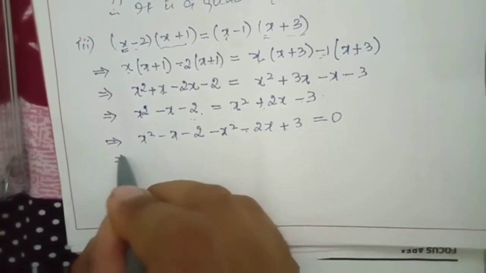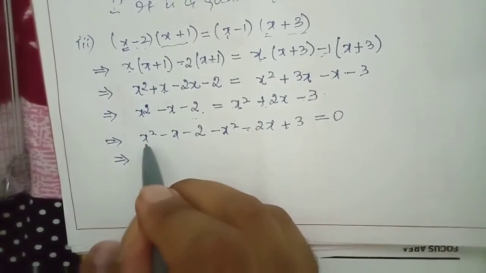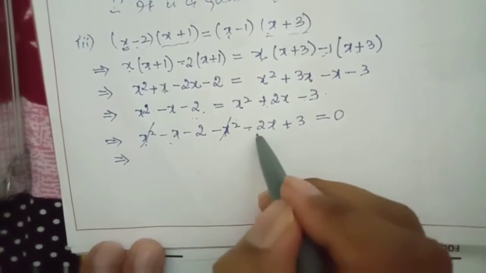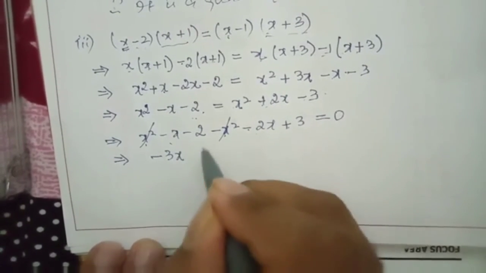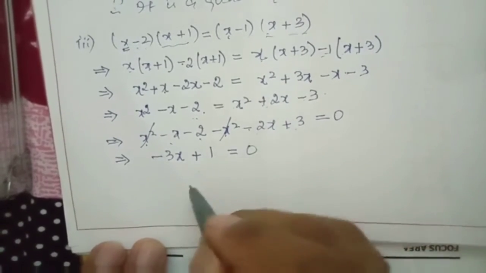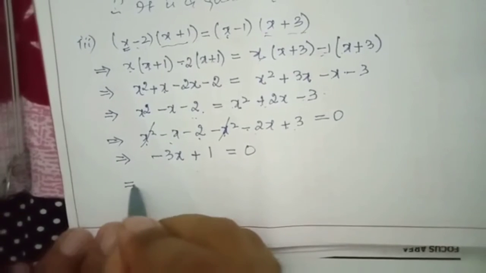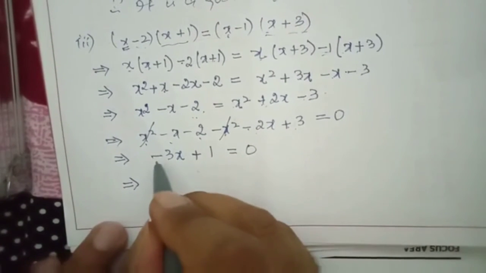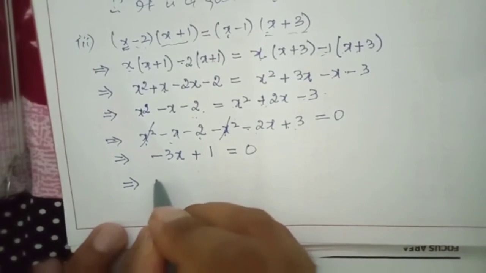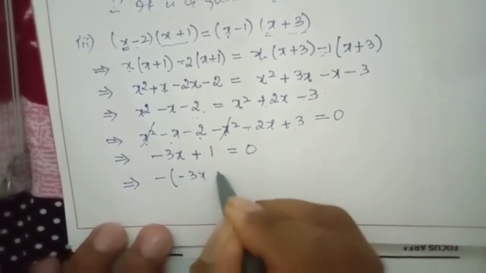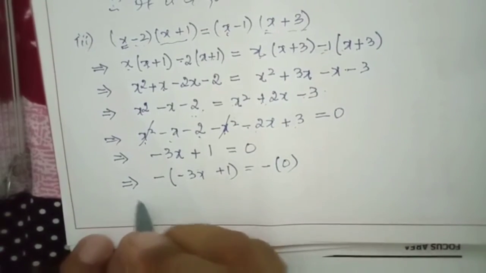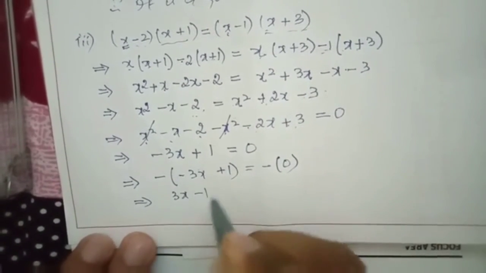Now I will check the similar terms. This is x square, this is minus x square, they cancel. Minus x minus 2x minus 3x, minus 2 plus 3, so plus 1 is equal to 0. I can also multiply it with minus, because it's not good to keep a minus term at first. Minus 3x plus 1 is equal to minus 0. I multiplied minus both sides. It will become 3x minus 1 is equal to 0.